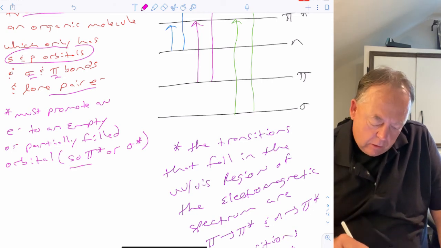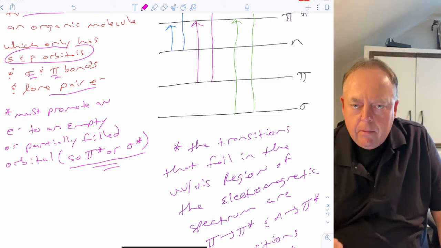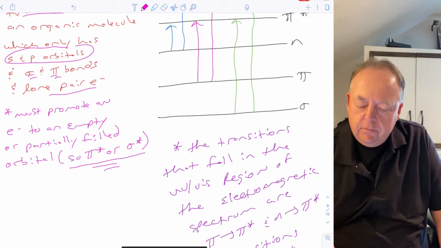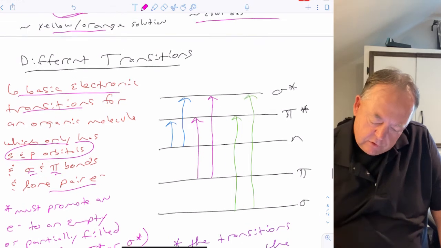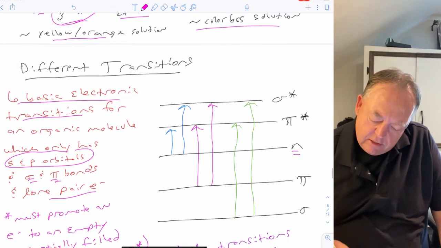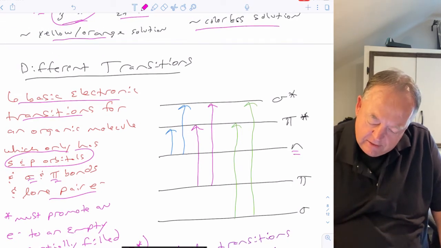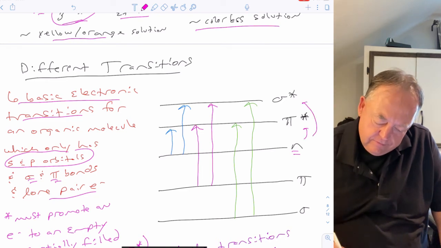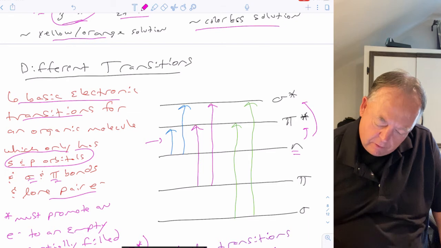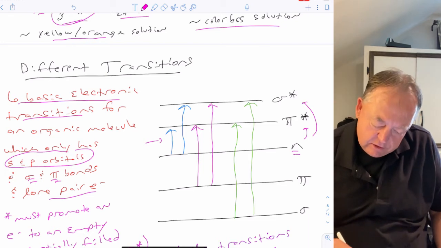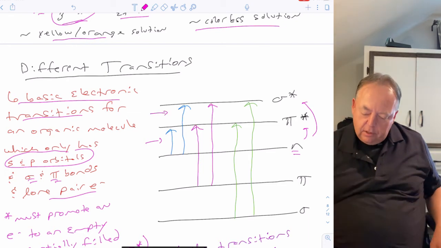So that means if you're promoting an electron to a partially filled or an empty orbital, that means you're promoting an electron to pi star or sigma star. So for non-bonded electrons, you can promote to sigma star or pi star. Right, so you can promote from non-bonded to pi star or non-bonded to sigma star.